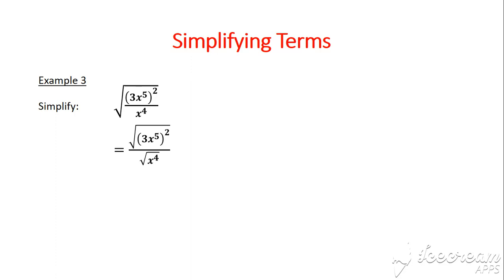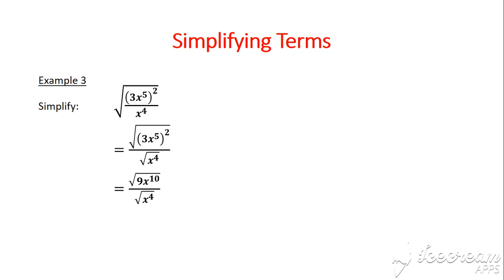Now let's look at the top part. Before we try and take the square root, we have to simplify it. So let's go back to a rule we've already looked at. We're going to turn 3x to the power of 5 all squared into 9x to the power of 10. And we did this by going 3 to the power of 2, which is 3 times 3, which is 9. And then we went 5 times 2 makes x to the power of 10.